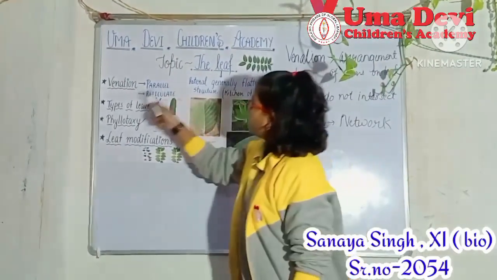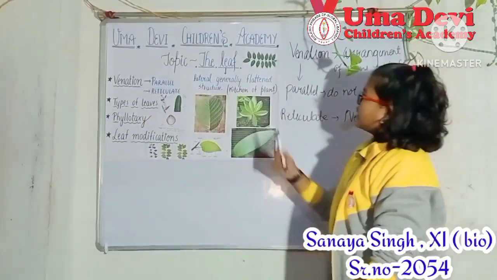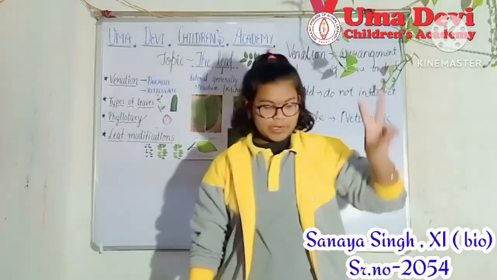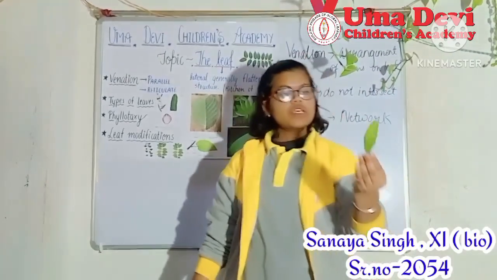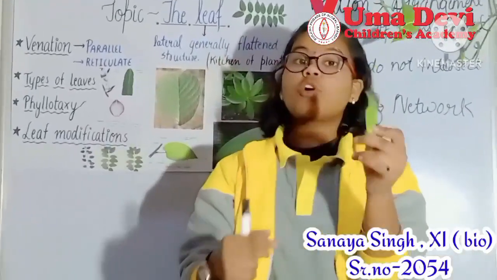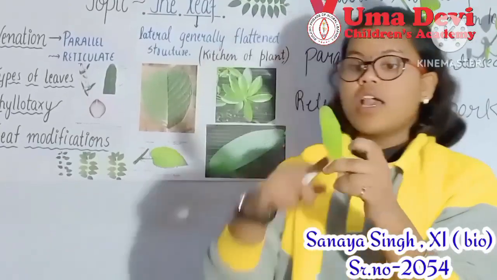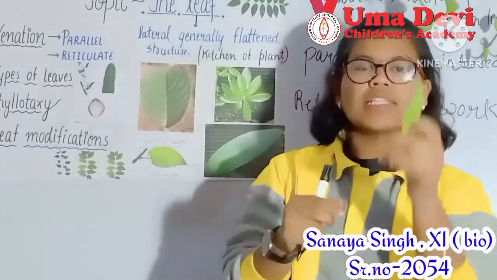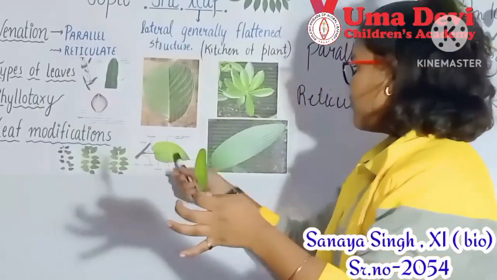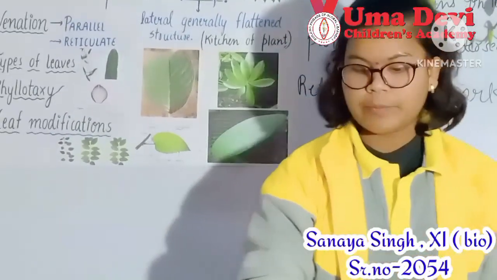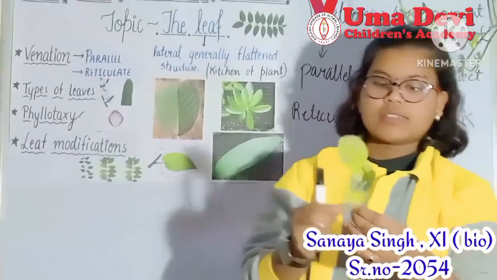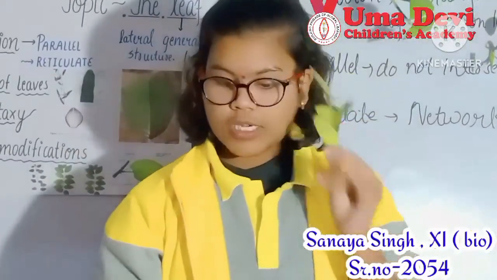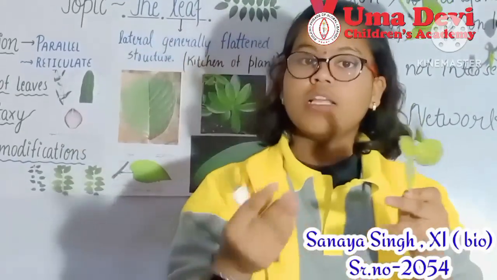Now let us come to the types of leaves. What are the types of leaves? There are two types of leaf: first simple, then compound leaf. See, the simple leaf, you can see this one. Why is it called the simple leaf? Because the leaflets are not separately connected. This is only a single leaf lamina. And then the compound leaf, you can see there are several leaflets connected to a single branch.